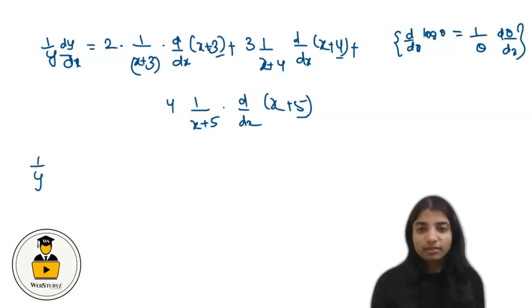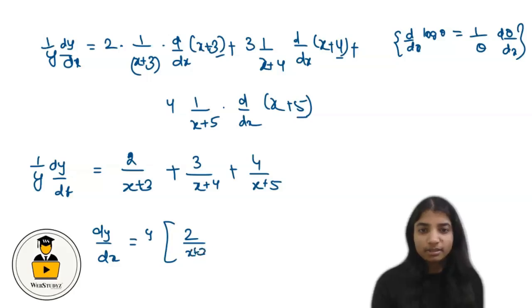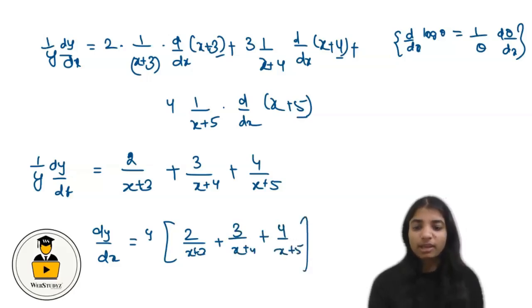So we can write this as 1 divided by y, dy divided by dx equals 2 divided by x plus 3 plus 3 divided by x plus 4 plus 4 divided by x plus 5. And we can write dy divided by dx is equal to y multiplied by 2 divided by x plus 3 plus 3 divided by x plus 4 plus 4 divided by x plus 5.